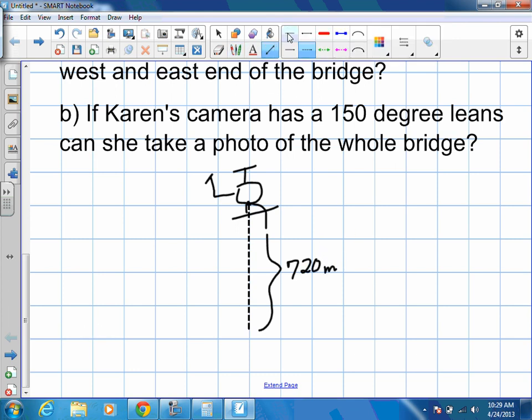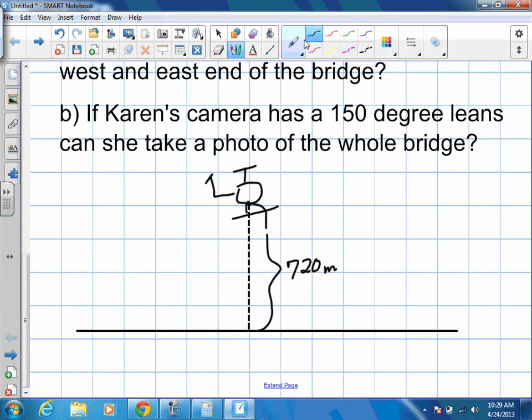The bridge itself was the total distance of how much? It's not 1 kilometer. What was the total distance of the bridge? That's right. So from this being the west and this being the east, it was 2,650 meters. They also said that Karen was how far from the west end of the bridge? How much? 1 kilometer, exactly.